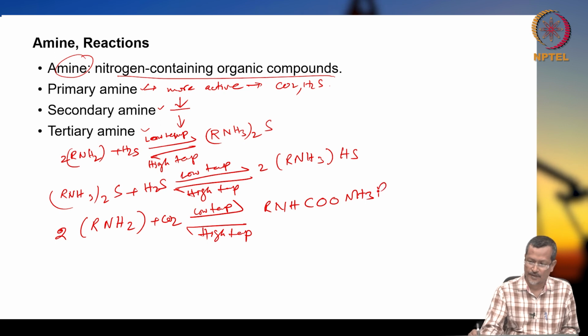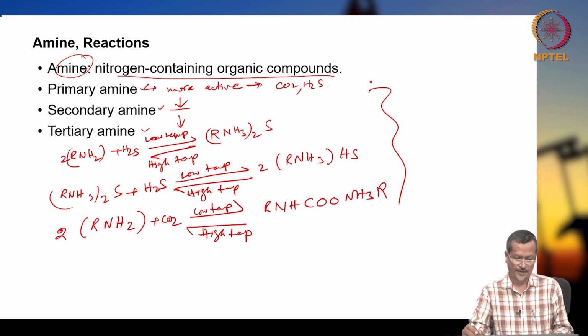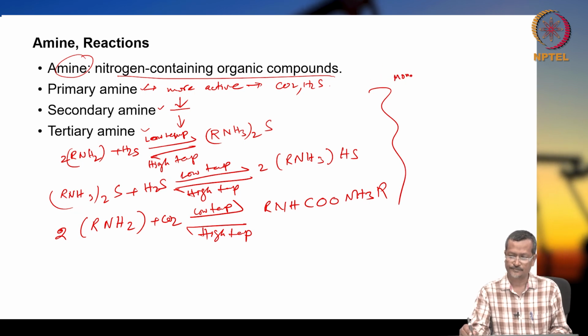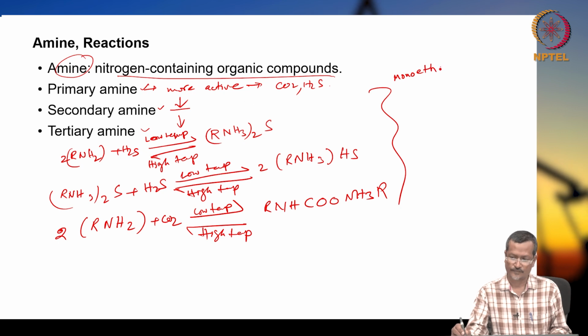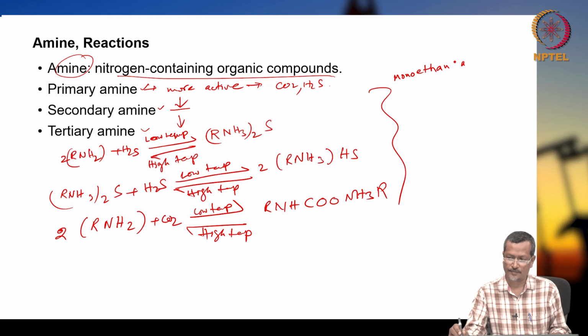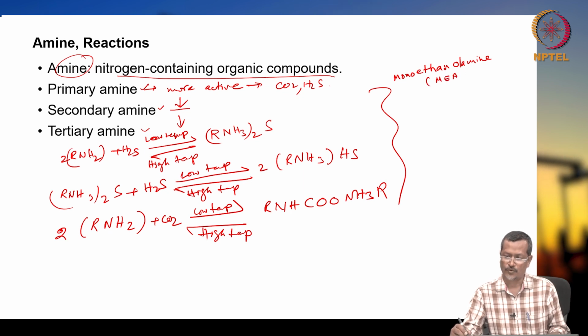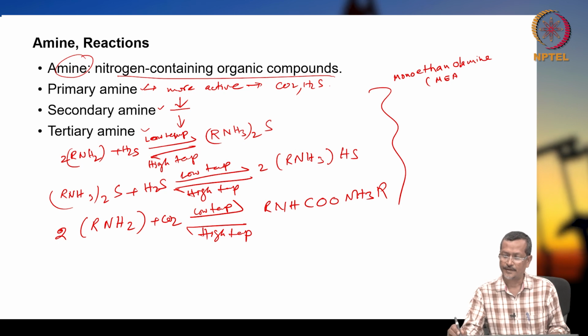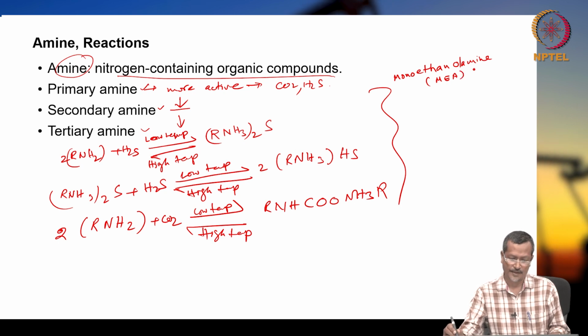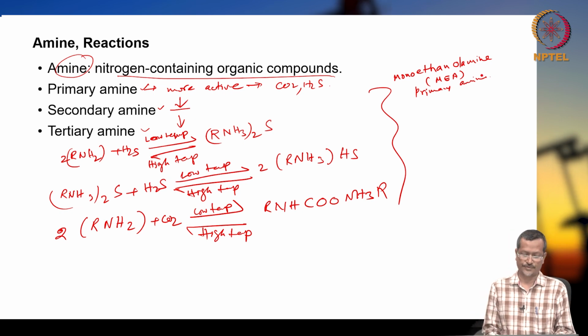RNHCOONH3R. This reaction is actually for monoethanolamine, or MEA. This is called a primary amine. This reaction is for this one.